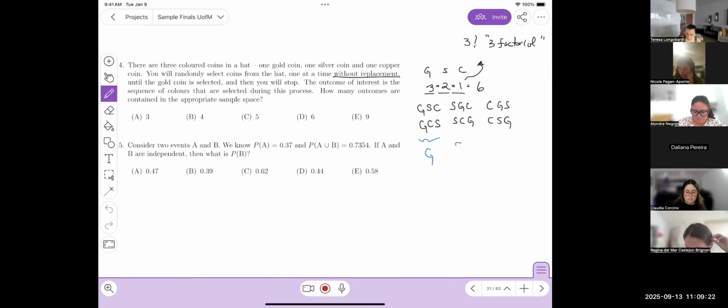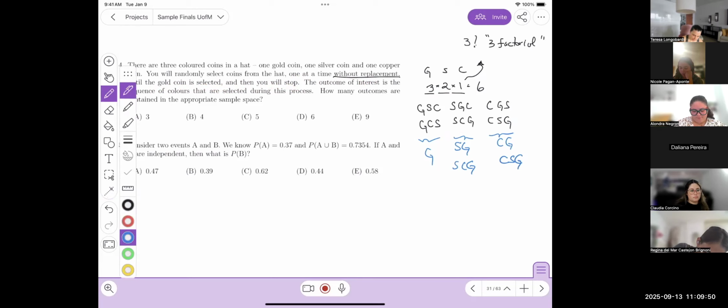In this one, it would be SG and SCG, because gold is at the end. And this one would be CG and CSG. Like, it doesn't have to be so confusing, but apparently it is. So we have to modify, because this is how we would do it without this provision, until the gold coin is selected, and then you stop.